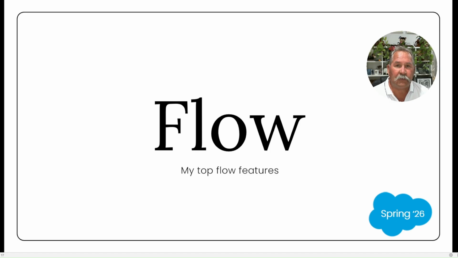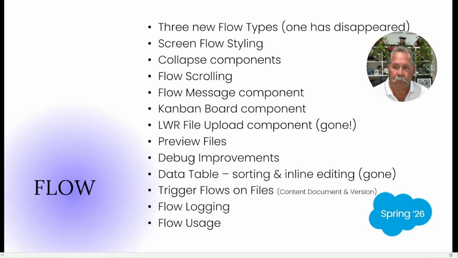Okay, so my top features in flow include three new flow types. One of them has disappeared already. This is something that happens from time to time. A new feature is released in the preview orgs and doesn't make it all the way to production. There's a couple of things here that haven't quite made it, but I'll show you what they were going to look like and we'll get a bit of a clue as to what's coming, possibly in the next release. We've got some exciting new screen flow styling I can show you.